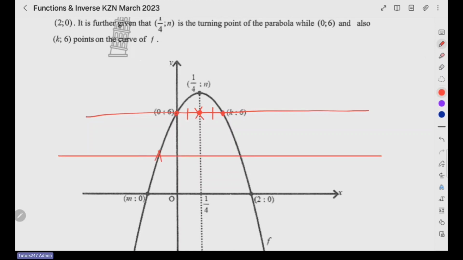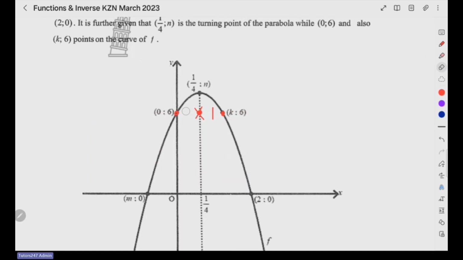From here, let's call it A. To this point, let's call it B. To this point, let's call it C. The distance between A to B is the same distance between B to C. So now that we know that the distance between those points are the same, we can use our midpoint theorem to find k.